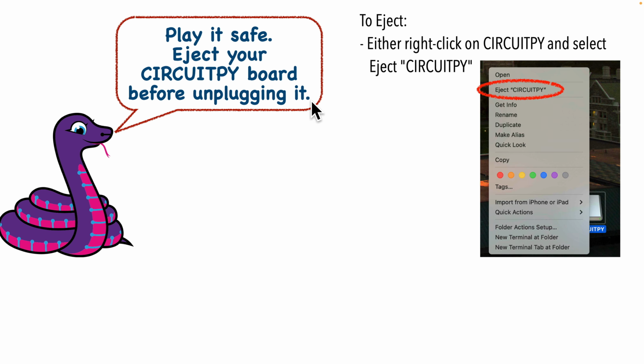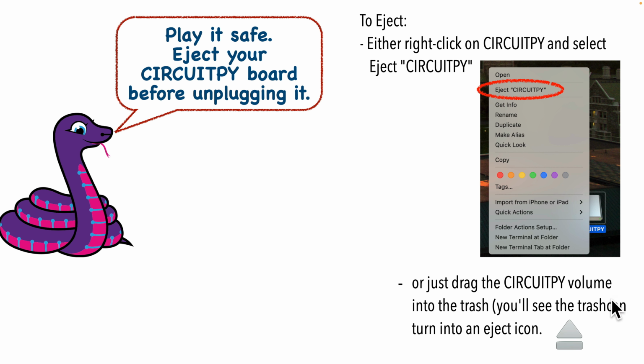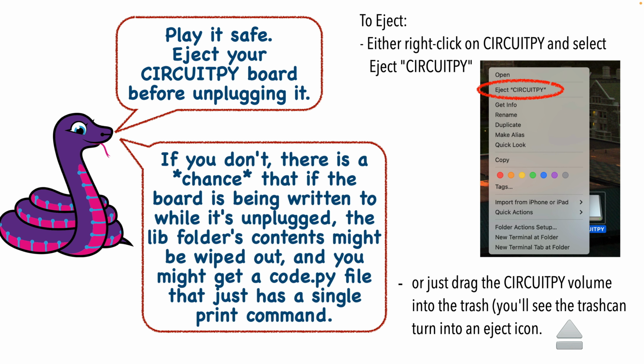Now on the Mac, you can eject the board one of two ways. One is that you can right-click on the CIRCUITPY volume and select eject, or the other is you could just drag the CIRCUITPY volume into the trash. You see the trash icon turns into a big eject button, but if you do that either way, you should see the CIRCUITPY icon disappear, and when it disappears, then you can unplug your board.